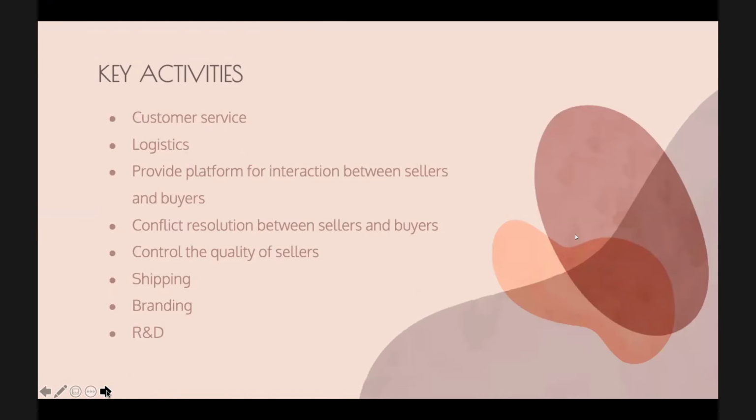And now we'll talk about key activities. You can see that there is customer service, also logistics. AliExpress provides a platform for interaction between sellers and buyers. Also, it participates in conflict resolution between sellers and buyers, controls the quality of sellers, and also provides such services as shipping. Also, it develops its branding and research and development.